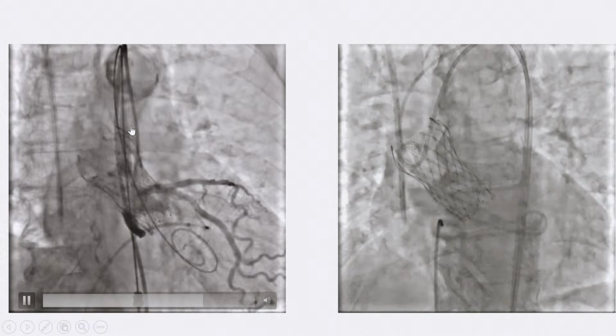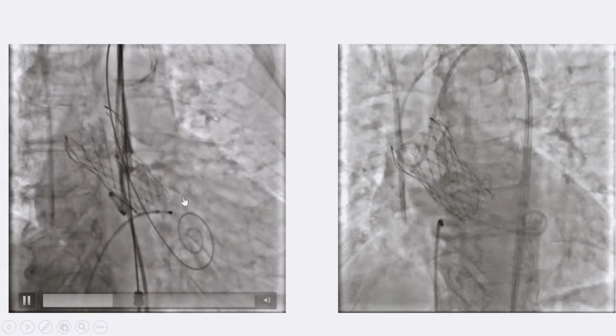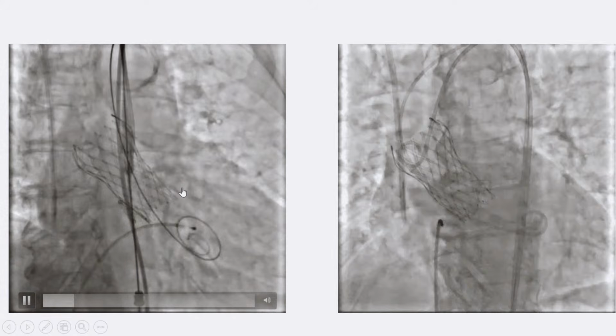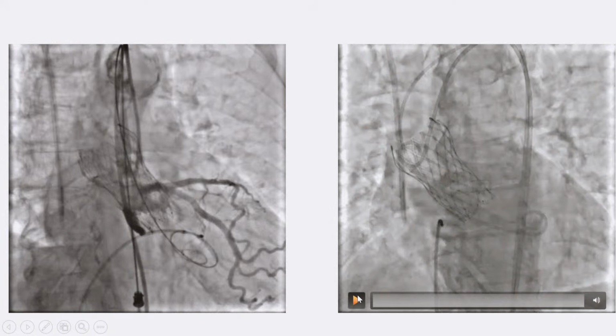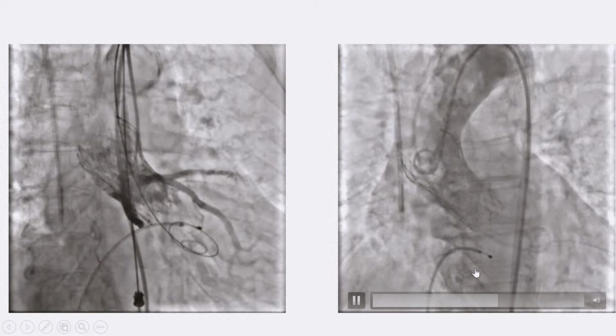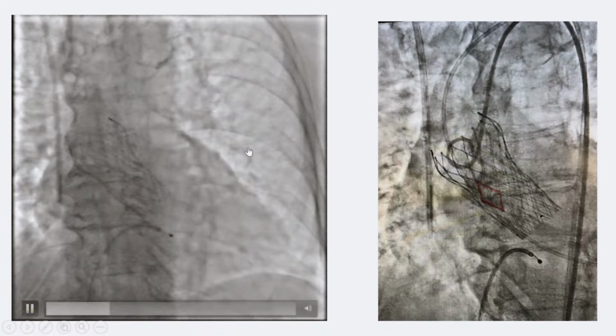And so finally we did an aortogram after that, and it's showing that the coronaries are being filled adequately. There is no paravalvular leak and there is no central AR either. The valve is sitting very comfortably. And here also the valve's position is confirmed. And this is the final image.